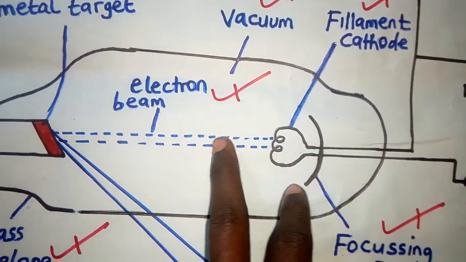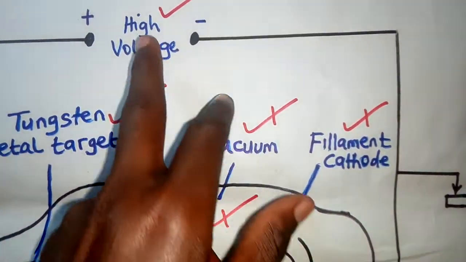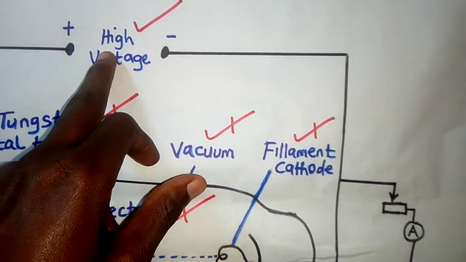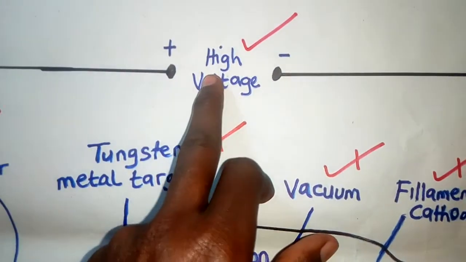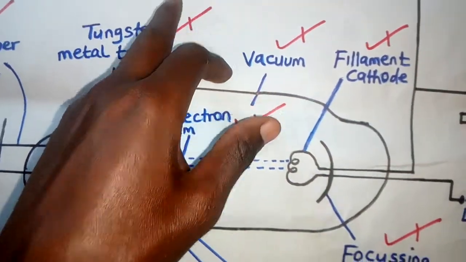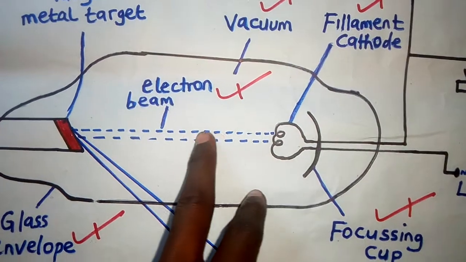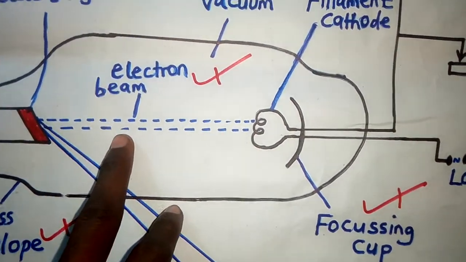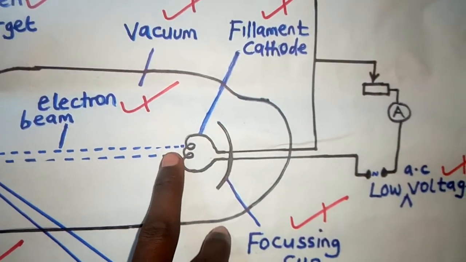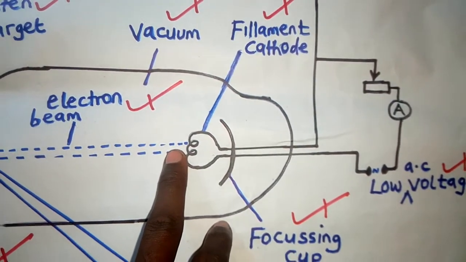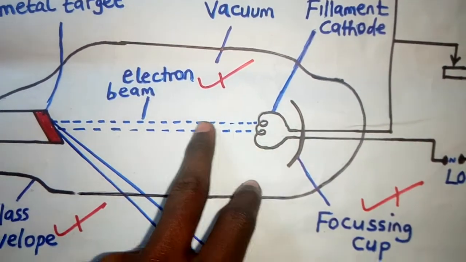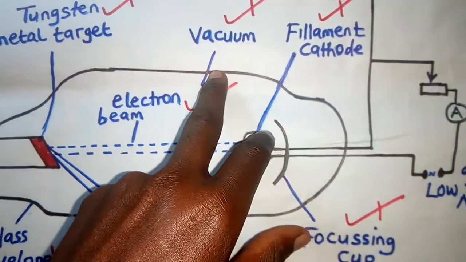Now for them to move here very fast, you need high voltage. Are you seeing high voltage there? So the work of the high voltage is to accelerate the speed of the electrons. Remember, we said cathode rays are fast moving electrons. So once these electrons are produced from here, they must move very fast. So that is the work of the high voltage, to make sure that it accelerates them across the vacuum.